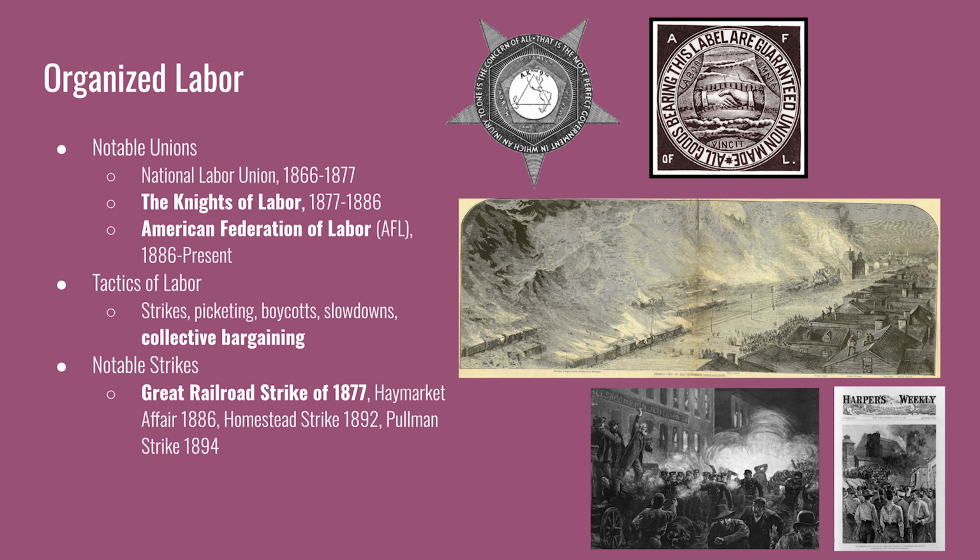Slowdowns would be a decrease in the speed of production, a more subtle way to strike. The most important tactic that is at the heart of all union tactics is collective bargaining. This is when the union is given permission to represent all workers in labor negotiations with management. It gives the union much more leverage when they can say that they have the support of all the workers.